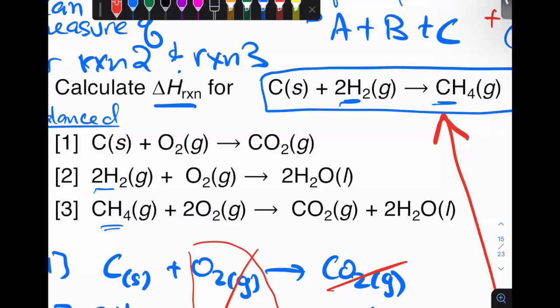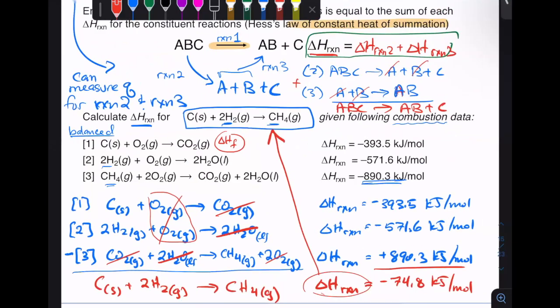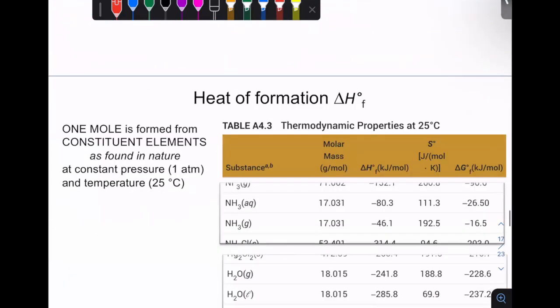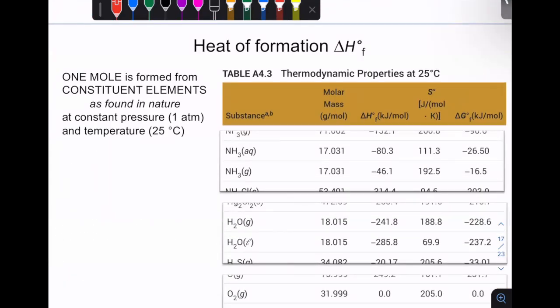If you take elements in nature and combine them to give you 1 mole of something, that's what we call the delta H of formation, delta H sub F. We're going to talk in a little more detail about the delta H of formation and how we can use that as kind of a shortcut for Hess's law. So here's the heat of formation, delta H sub F.